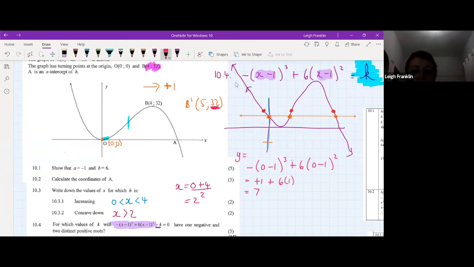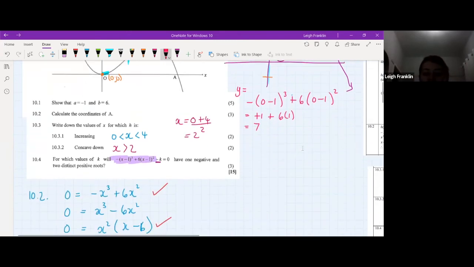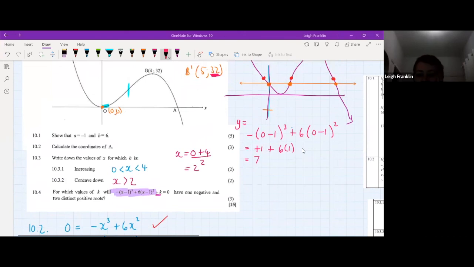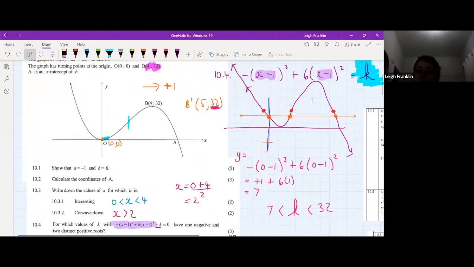Yes, Chantal, good. Marco, you're almost right. So K has to be between 7 and 32, Marco. When K is a number that's bigger than 7, but smaller than 32, the straight line will cut the cubic in 2 places where it's positive, and 1 place where it is negative. Does that make sense to everyone? Yes, that's indeed right, Chantal. Good job.